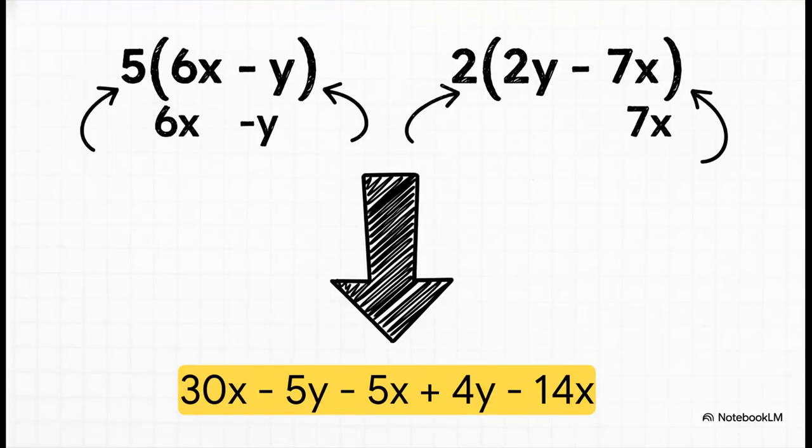Next up, we've got to get rid of those brackets. It's just a bit of careful multiplication. So 5 times 6x minus y gives us 30x minus 5y. That middle term, the minus 5x, just stays as it is for now. And then 2 times 2y minus 7x gives us plus 4y minus 14x. Phew! Okay, now we've got this big long line of terms that we can start to tidy up.